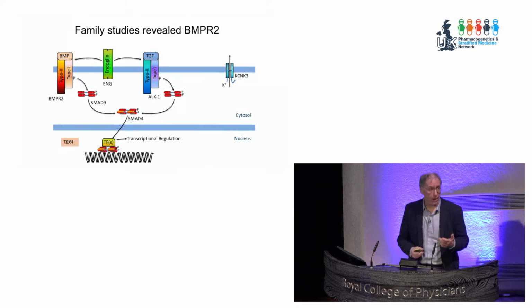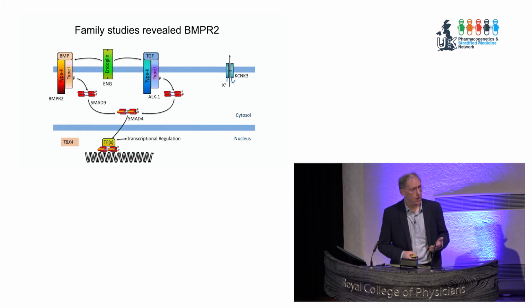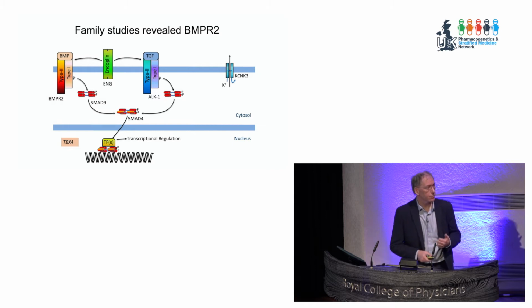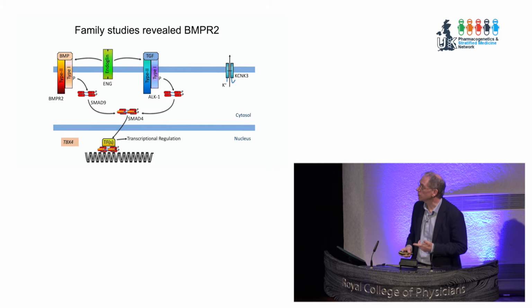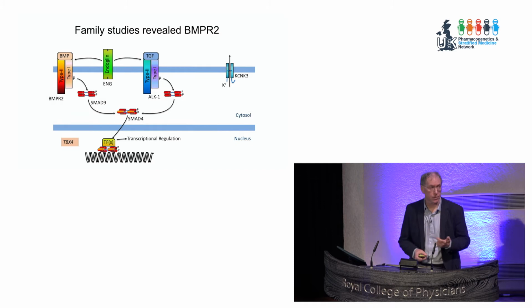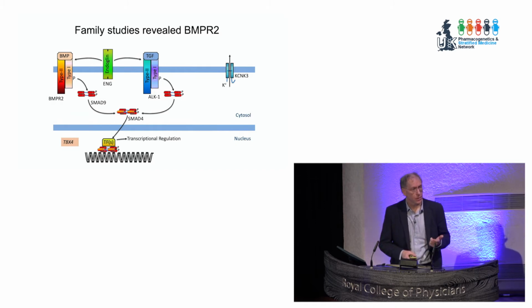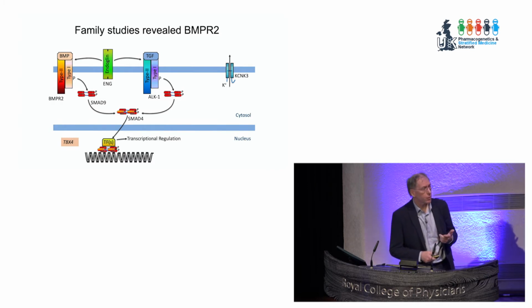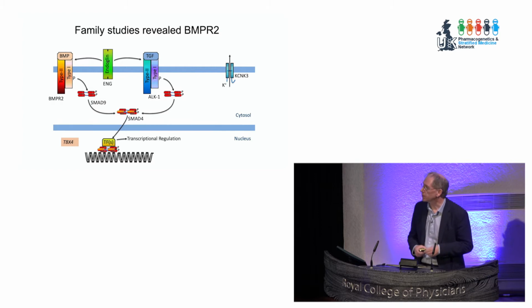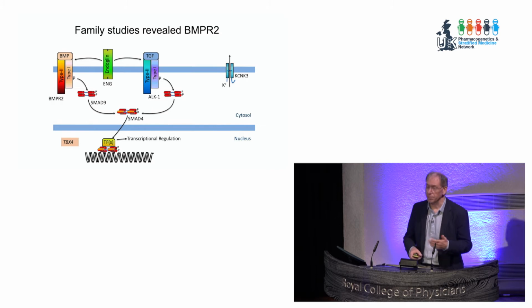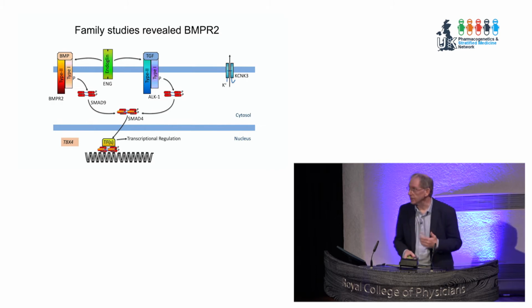Where we have made some progress is understanding the genetic architecture of PAH. And that began some time ago with family studies. And it's 20 years ago now since the publication of two seminal papers reporting mutations in BMPR2, the gene encoding bone morphogenetic protein receptor type 2, as associated with pulmonary hypertension. So there's a family history of pulmonary hypertension in something like 6% of patients with PAH, and mutations in this gene have been identified in something like 80% of families tested to date.